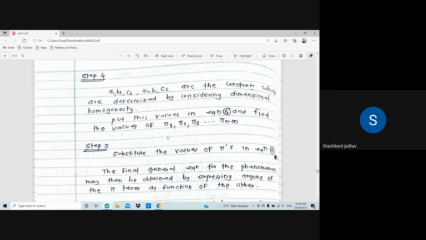Step number 5, substitute the values of pi's in equation number 3. Okay, then write down, substitute the values of pi's in equation 3.